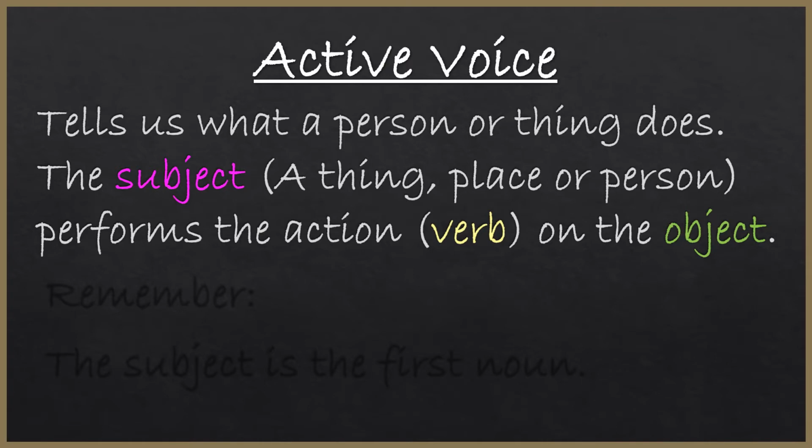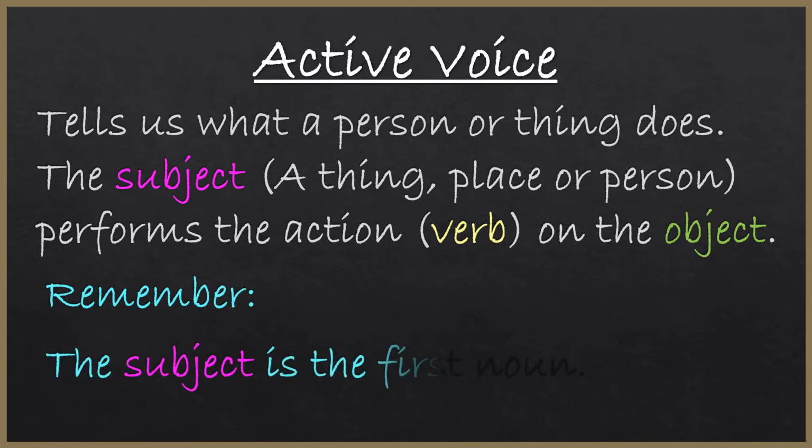Let's start with active voice. An active voice tells us what a person or a thing does. The subject, which is a thing, a place or a person, performs the action, the verb, on the object. Remember, the subject is the first noun.